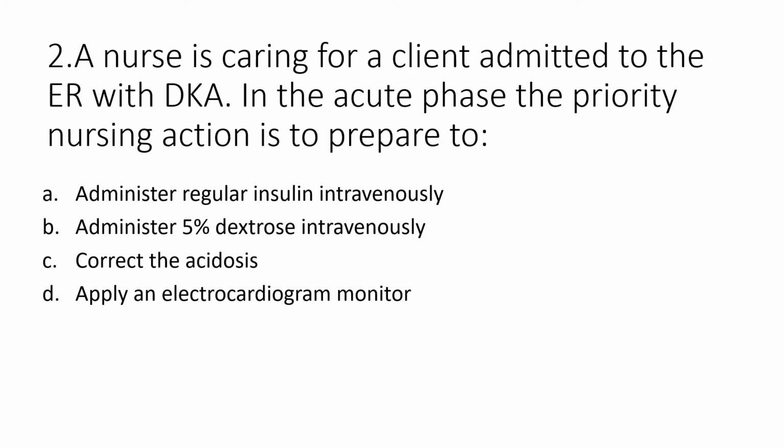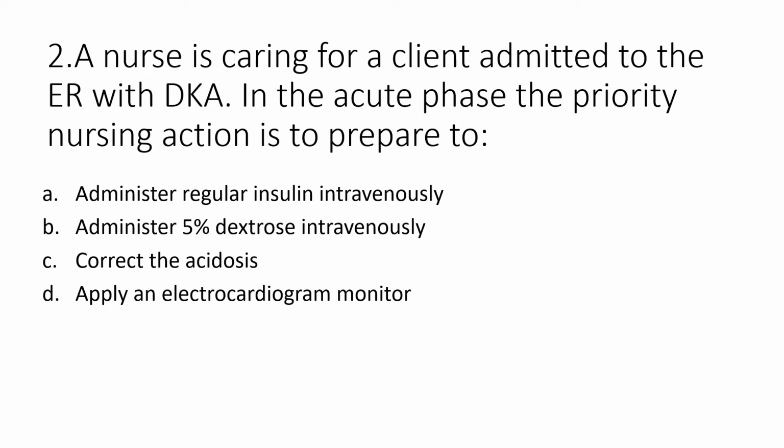Now question number 2. A nurse is caring for a client admitted to the ER with DKA. Don't get confused with ER, that is definitely emergency, and DKA means diabetic ketoacidosis. In the acute phase, the priority nursing action is to prepare to: option A, administer regular insulin intravenously; option B, administer 5% dextrose intravenously; option C, correct the acidosis; option D, apply an electrocardiogram monitor.